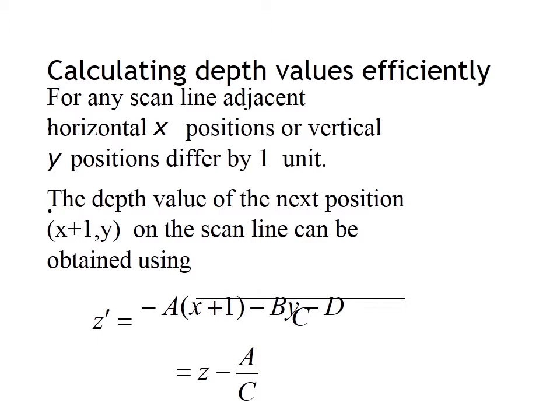Calculating the depth value efficiently, the fonts are quite misplaced. Kindly consider these as minus ax plus 1 minus by minus d upon c, where we can say that this is z minus a upon c. The depth value of the next position x plus 1, y on the scan line can be obtained using this equation. It is applied very efficiently on surfaces of polygon.